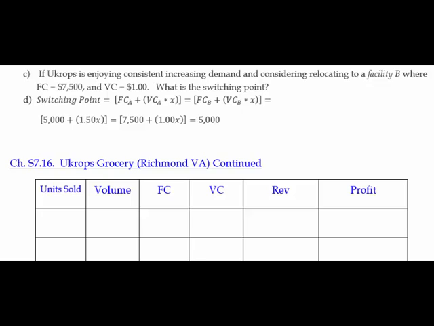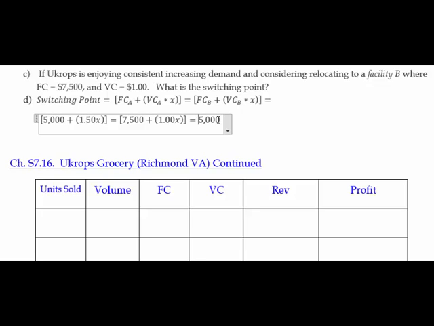So what I did was I just put the numbers in. So I got 5,000. That's the original fixed cost plus $1.50 times X, because we don't know how many units we need to sell. And then we're going to make that equal to 7,500, which is this new fixed cost, plus $1 times X. Again, we don't know what the X is going to be, but we want these two to be equal. So if we sell 5,000 units, then it's worth it to switch to the second facility.